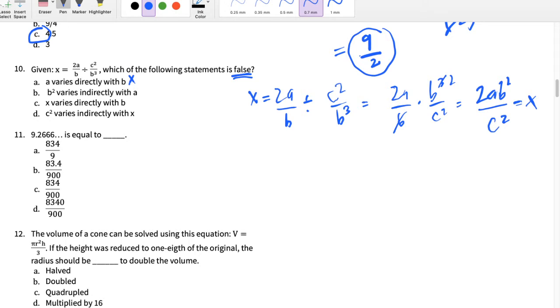B squared varies indirectly with A. Okay, so gaya na sinabi ko kanina, pag magkatabi sila on the same side of equation, varies indirectly sila. Okay, pero kapag nasa opposite sides sila ng equation or ng equal sign, dapat kung nasa taas, varies directly yon. Okay? So this is correct. X varies directly with B. Correct. Kasi ito, nasa taas. Okay? And nasa opposite sides sila ng equation mo. C squared varies indirectly with X. Correct. Kasi nasa baba yung C squared. So our answer here is letter A.